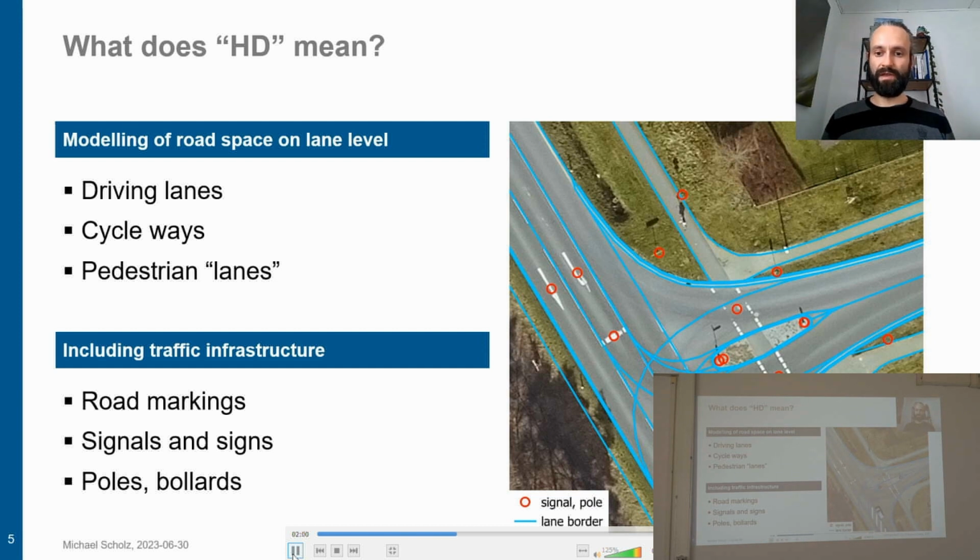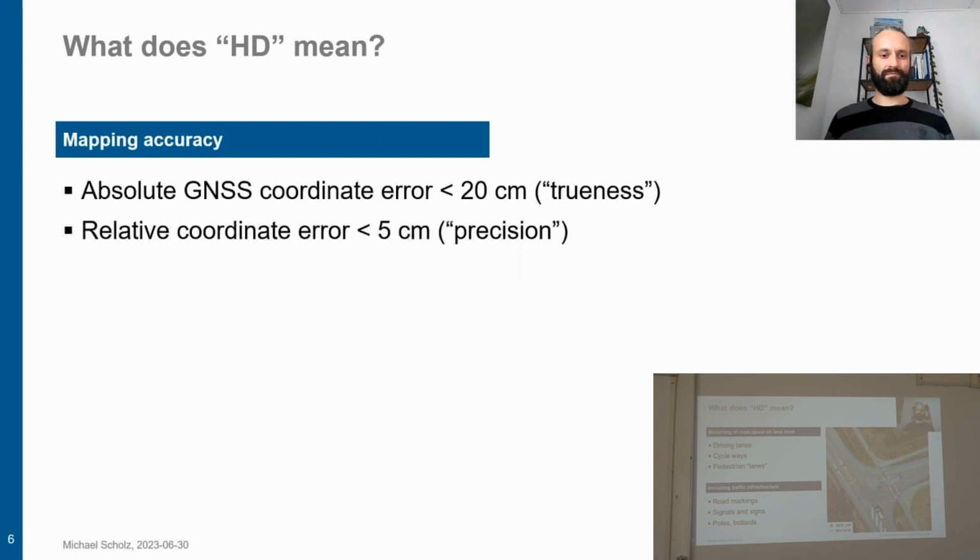In addition to the drivable area, you find traffic infrastructure information, which can be positions of signals and signs. You can also find additional road marking information included in the dataset, and also location of poles, of lighting installations, and also of trees if you're interested in them. Regarding mapping accuracy, for both our datasets, we had the requirement that the absolute GNSS coordinate error is smaller than 20 centimeters, and that relative coordinate errors are always smaller than 5 centimeters within the dataset.